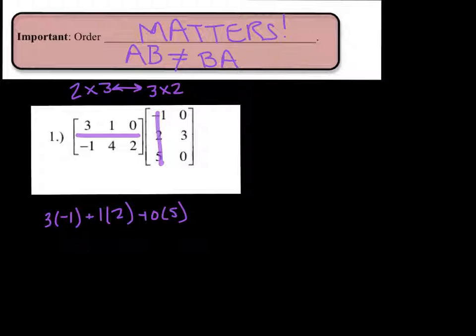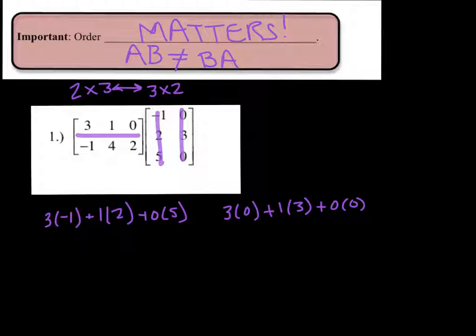Now we have to do your second column, which is 0, 3, 0. So 3 times 0 plus 1 times 3 plus 0 times 0. Once we add those up, that will be our second entry.